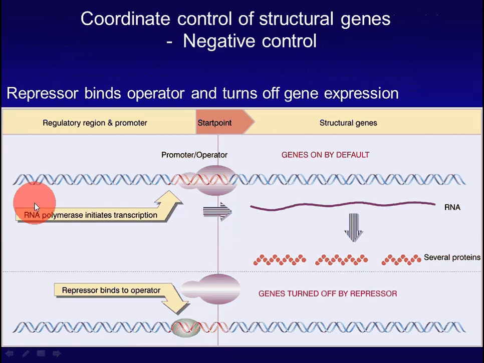Here is a gene, and this is a promoter operator region, and this is RNA polymerase. Without any repressor present, RNA polymerase can initiate transcription. But when a repressor protein binds the operator, RNA polymerase cannot initiate transcription. Gene expression is turned off.